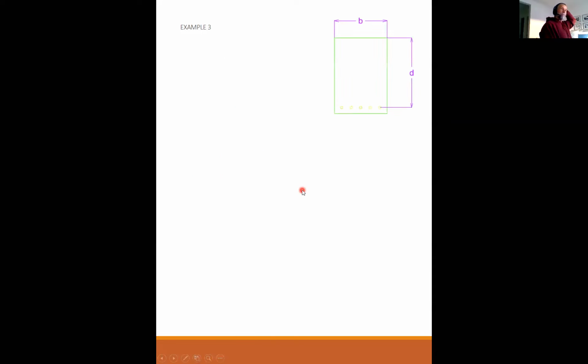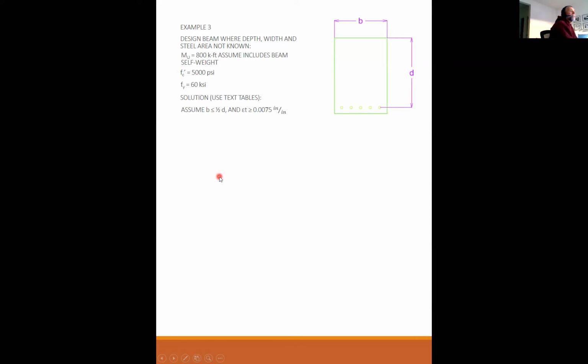Okay, example number 3. Design a beam where the depth, the width, and the steel are not known. So now we don't know much. What we know is we need to carry 800 kip feet of moment, and we have 5,000 psi concrete and 60 ksi steel. Solution.